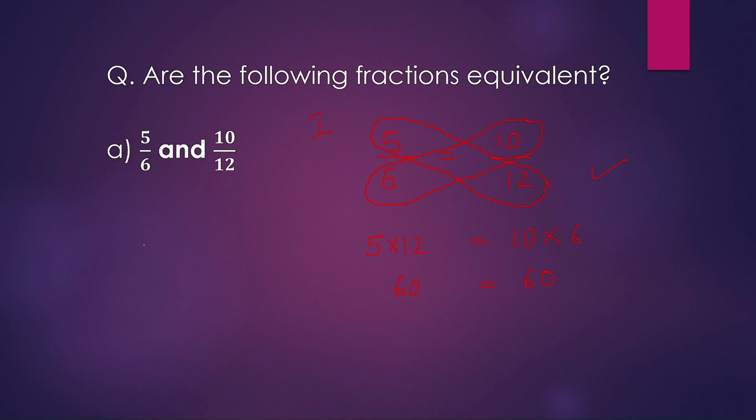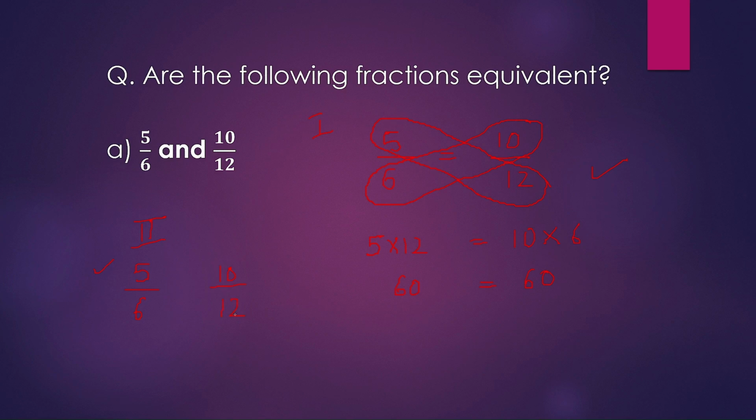Now, let's do the second method. The second method is converting both of the fractions to their lowest form. Now, if we check the first fraction, it is already in the lowest form because we do not have any common factor of 5 and 6 other than 1. So, it is already in the lowest form. Now, let's convert 10 by 12 to the lowest form.